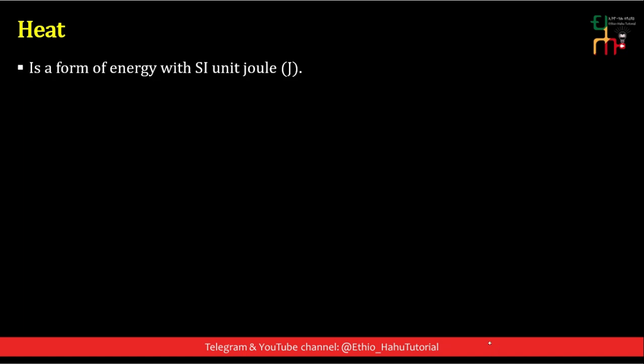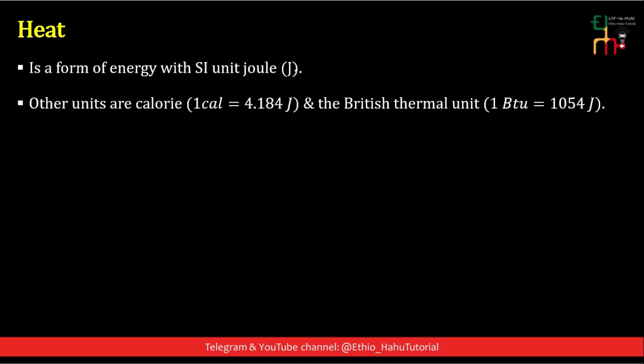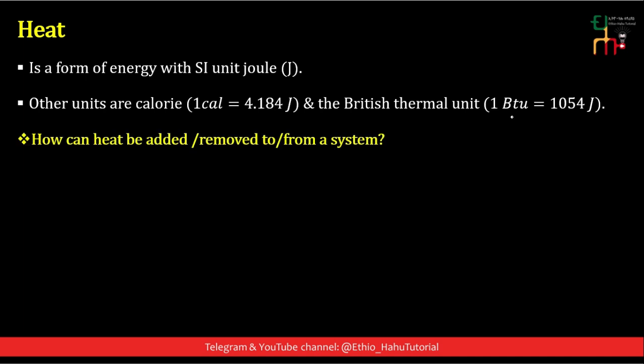Heat is a form of energy with SI unit joule. But there are other units called calorie and British thermal unit. 1 calorie is 4.184 joule and 1 British thermal unit is 1054 joule. Having seen this, how can heat be added to or extracted from a system?